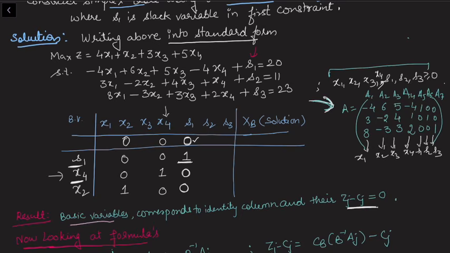Similarly, if X4 is a basic variable, then it is 1 here and the other entries of the scalars are 0, and the Zj minus Cj has to be 0. If X2 appears in the basis, then in the X2 column this position is 1 and all the other positions are 0 for the scalar quantities, and the Zj minus Cj is 0. So that is why we say that it always corresponds to an identity column, including the Zj minus Cj.